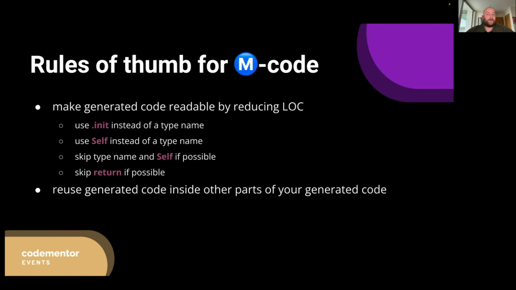And also you want to reuse generated code inside other parts of your code. Like when you start generating code, the cost of creating it is close to zero, right? You can generate whatever code you want. And it might be tempting to leave some code duplication there because who cares if you can regenerate it fast? But still, you want to make it as good as code that's written by hand. So try reusing as much as you can, even inside generated code.